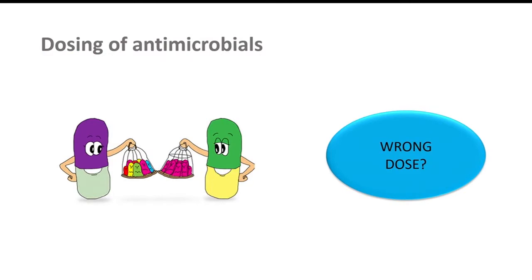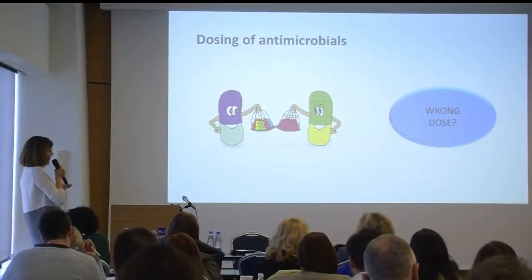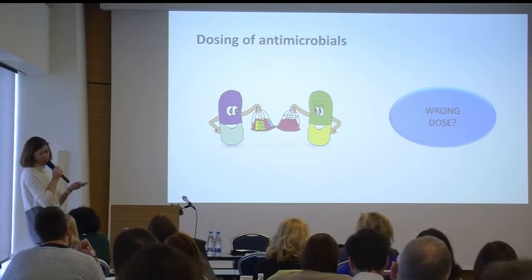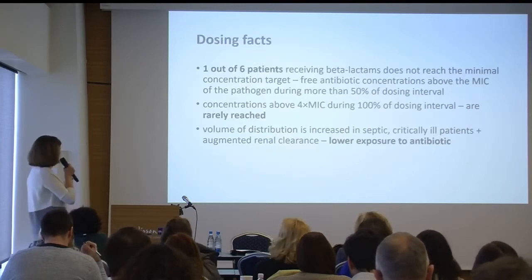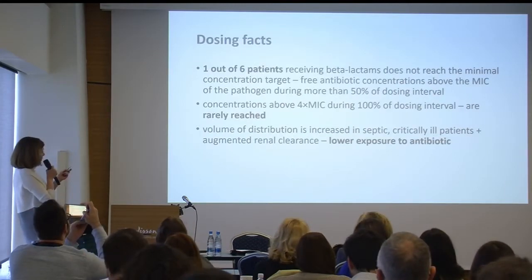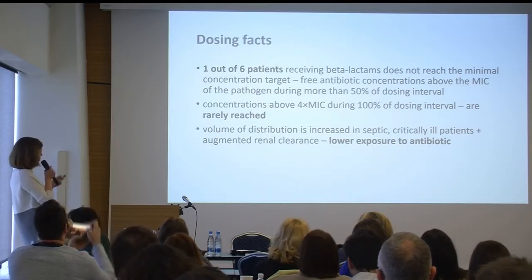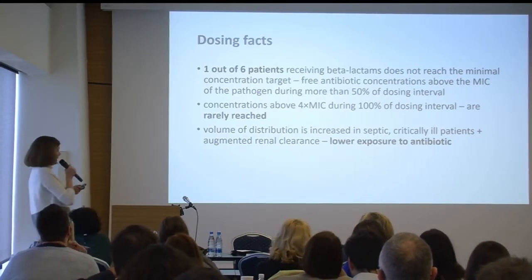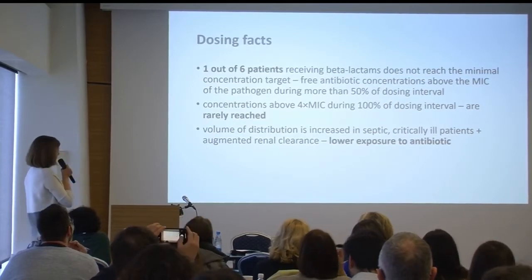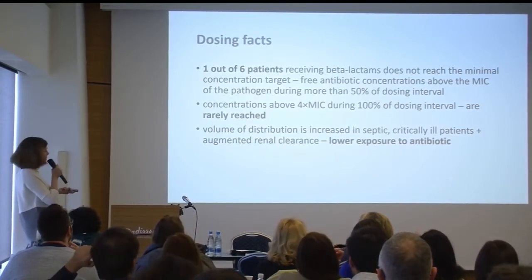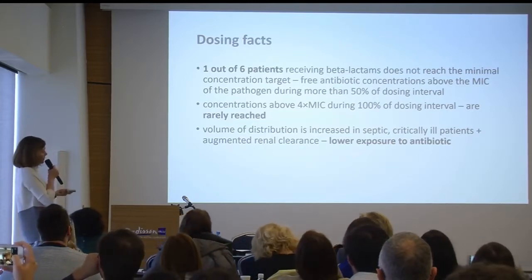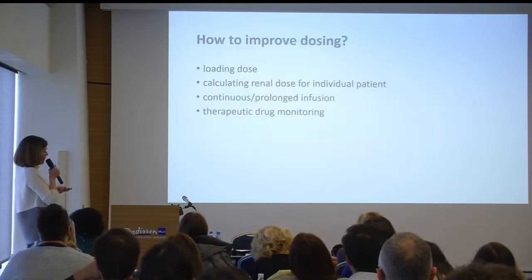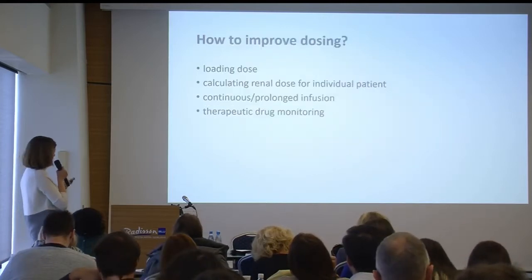Dosing is one very important part of appropriate antimicrobial treatment. If we give the right antibiotic at the wrong dose, it's not okay for the treatment of sepsis. So I'm sure Christina told you a lot about this yesterday. These are some dosing facts. Usually the patients, especially in critical care, are underdosed. The problem is the volume of distribution, which is increased in septic, critically ill patients. The renal clearance is augmented, and the lower exposure to antibiotics is present.